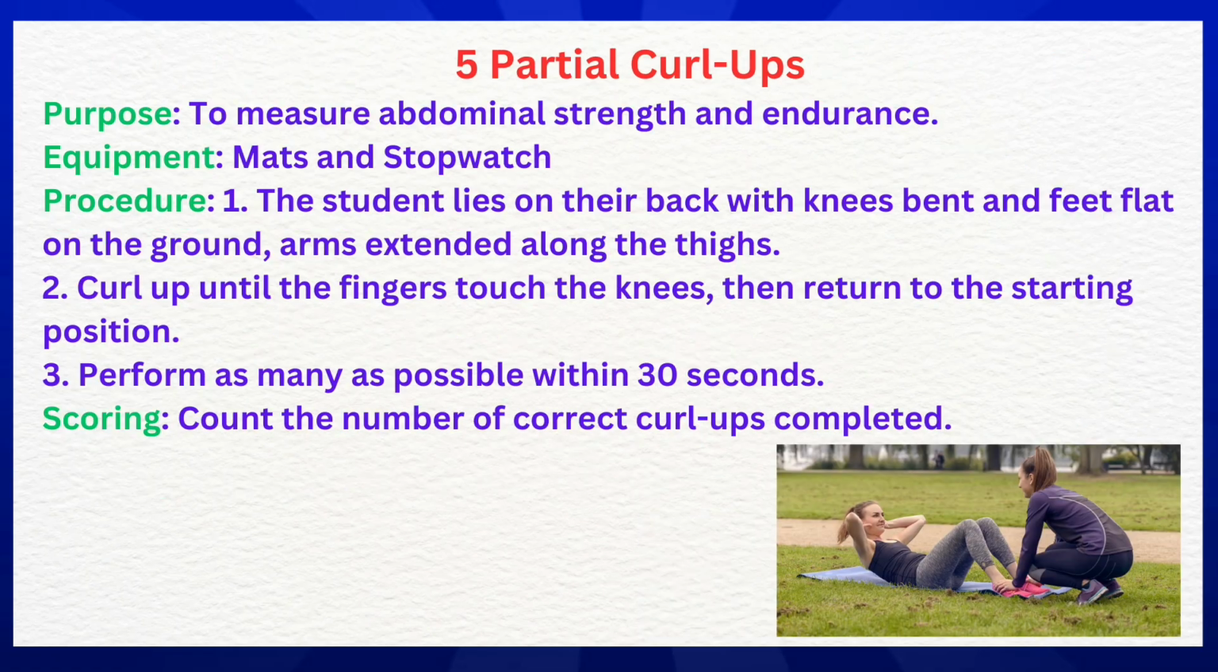5. Partial curl-ups. Purpose: to measure abdominal strength and endurance. Equipment: mats and stopwatch. Procedure: 1. The student lies on their back with knees bent and feet flat on the ground, arms extended along the thighs. 2. Curl up until the fingers touch the knees, then return to the starting position. 3. Perform as many as possible within 30 seconds. Scoring: count the number of correct curl-ups completed.